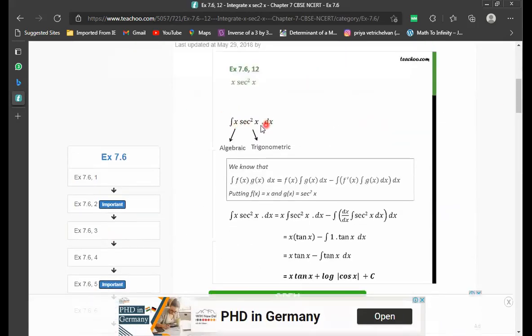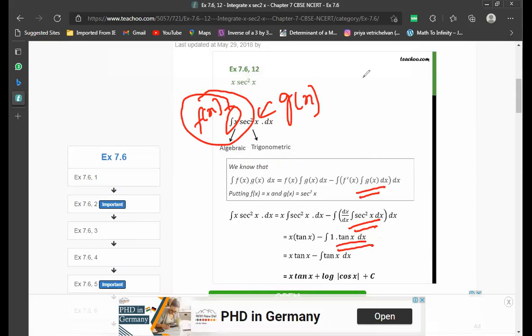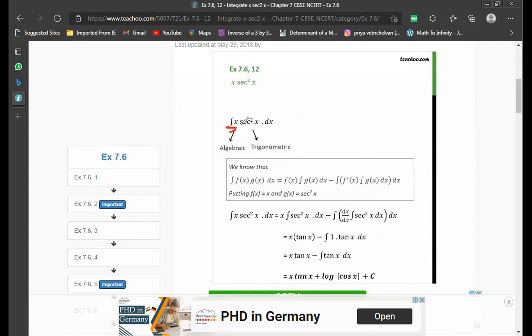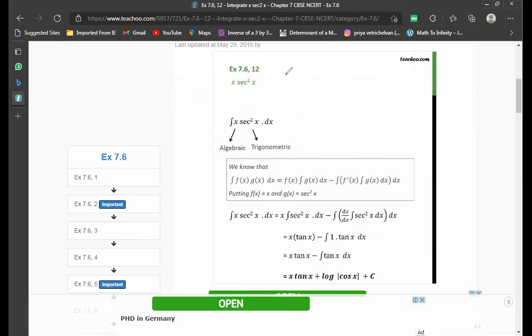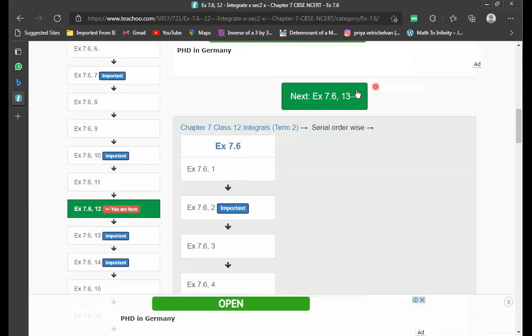Next, x and secant square x. Secant square x is trigonometric and x is algebraic. So x is going to be f of x, and secant square x is going to be your g of x. You know how to integrate g of x. Integration of secant square x is nothing but tan x. And what is the differentiation of f of x? What is the differentiation of x? It's 1 only. It's a simple question.